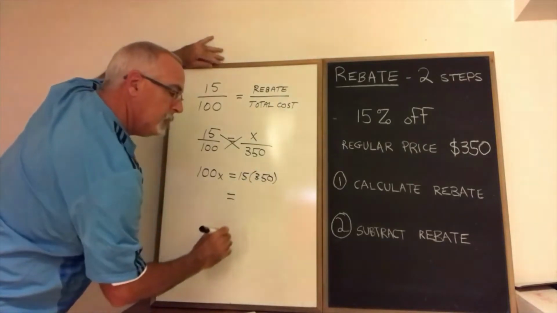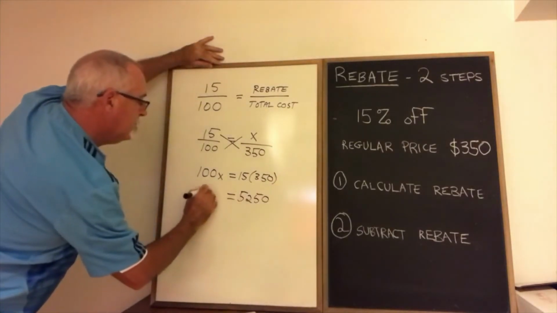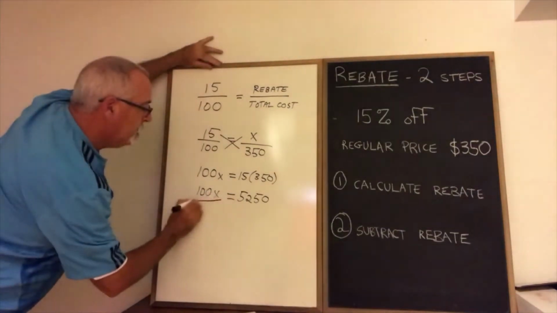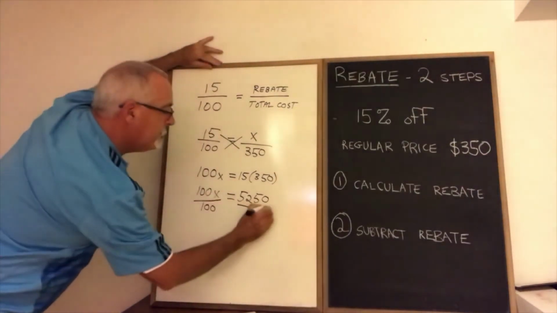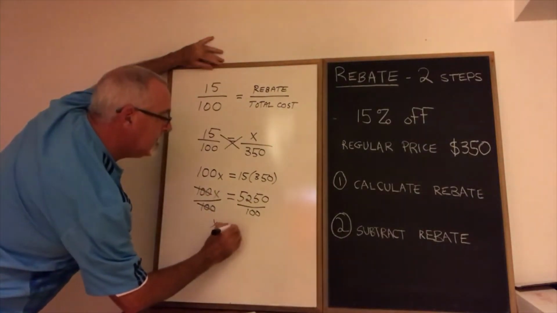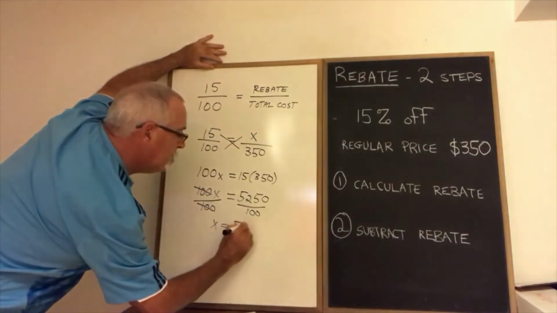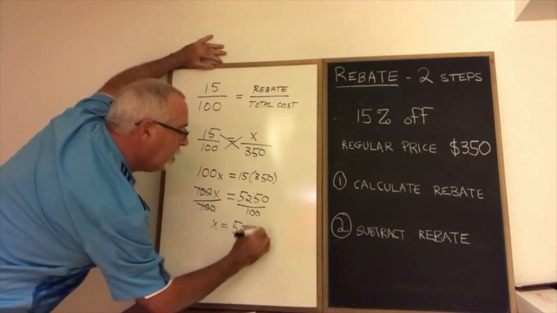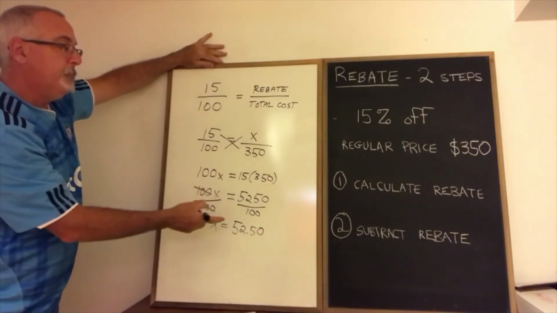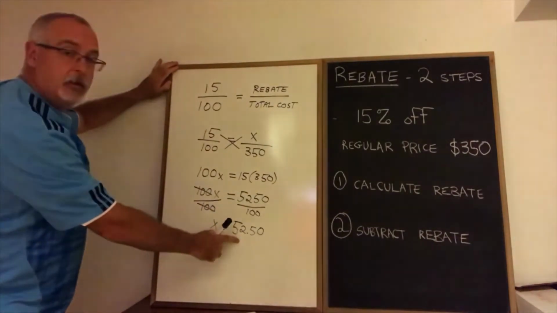When I multiply those, I get 5,250. What we have to do now is isolate our variable by dividing both sides by 100. These cancel, x is isolated, and 5,250 divided by 100 is 52.5. Or we can write this as $52.50 in this case. So we know our rebate is $52.50.